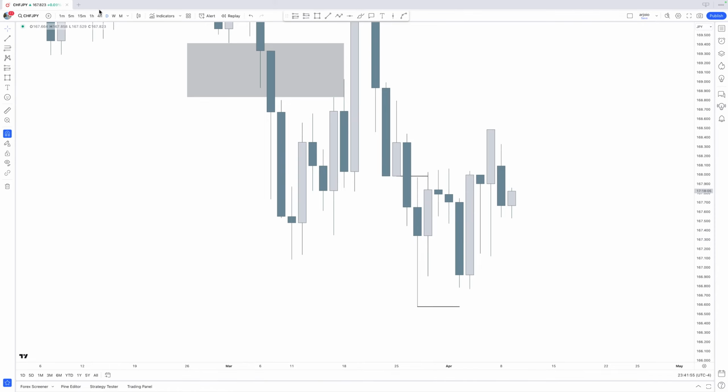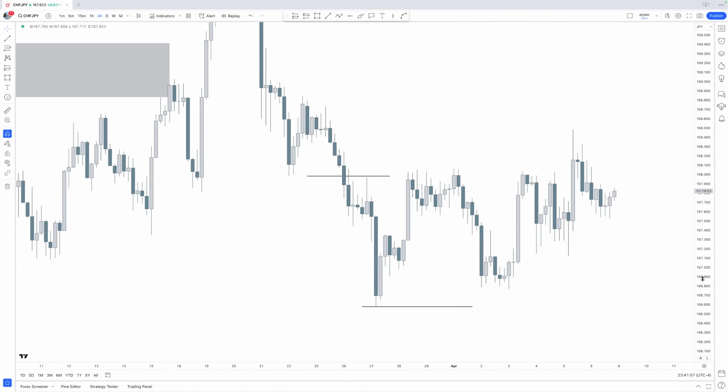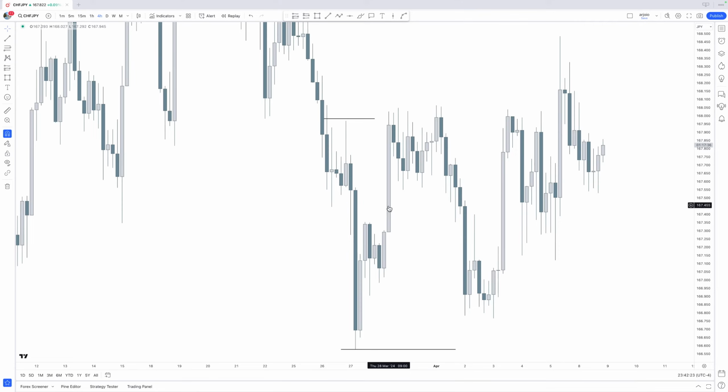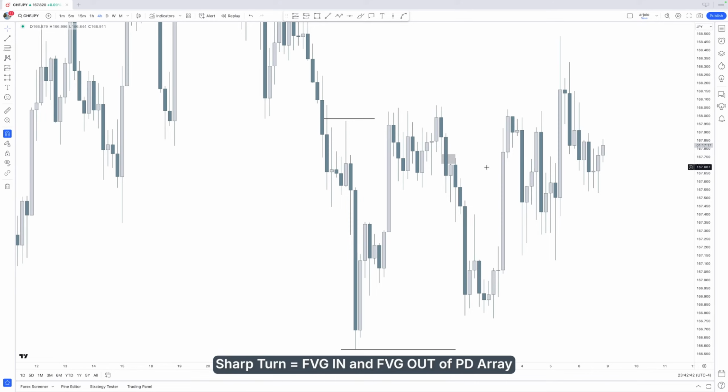If we go down a singular time frame right here to the 4 hour, then once we come into that daily premium array, that line, we see that coming into that premium array on the 4 hour, we actually have a fair value gap pushing into that. And then after a while, once we sweep these highs right there, we create a fair value gap going out of that, a fair value gap actually going lower right there. This creates a fair value gap into the premium array and a fair value gap out of the premium array. That is the definition of a sharp turn.